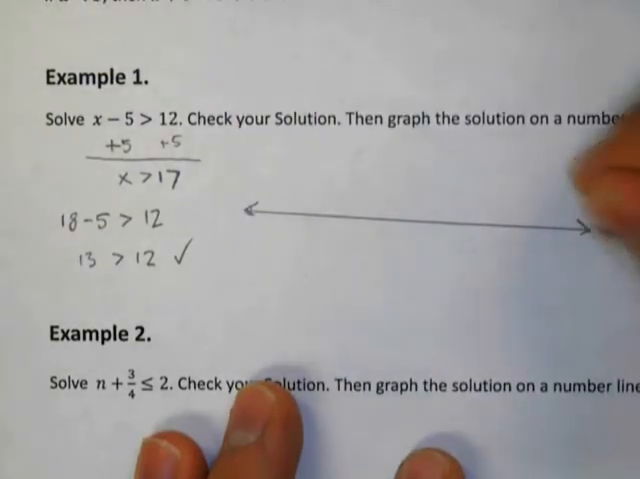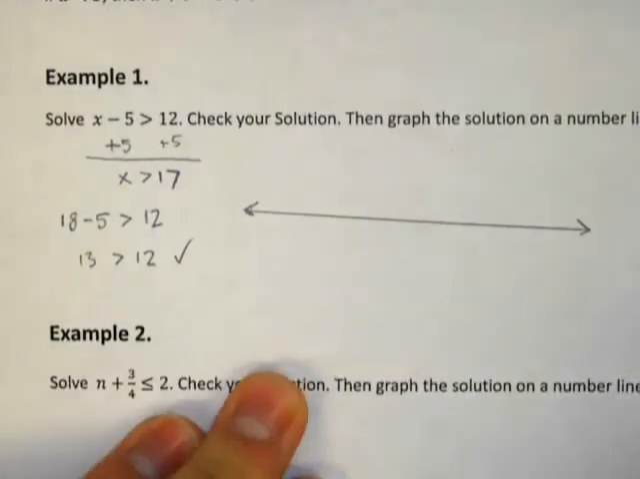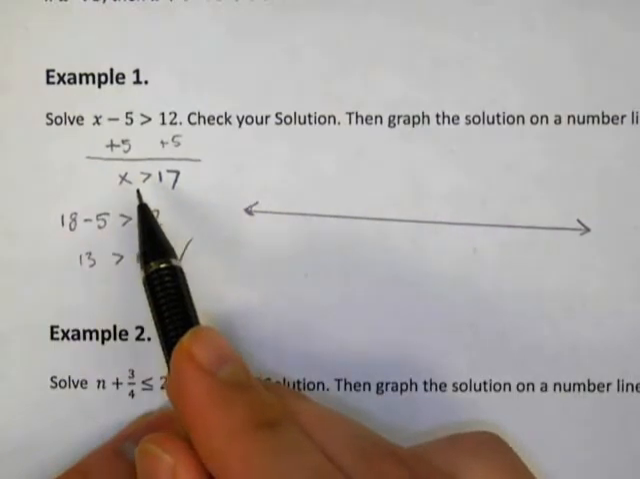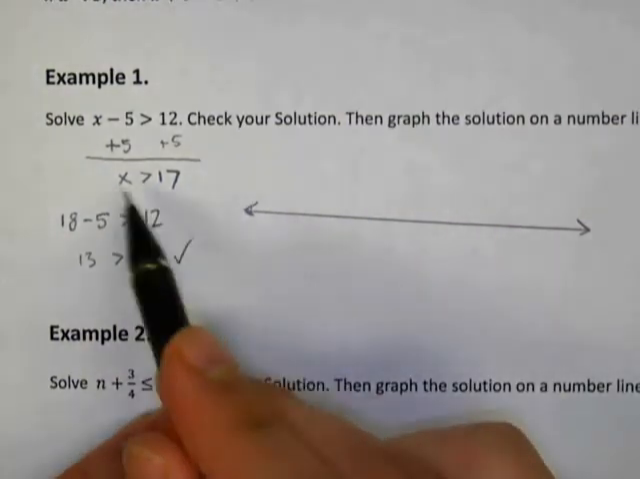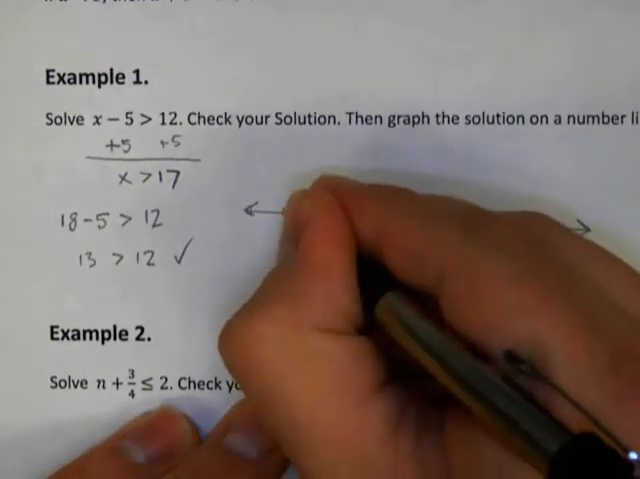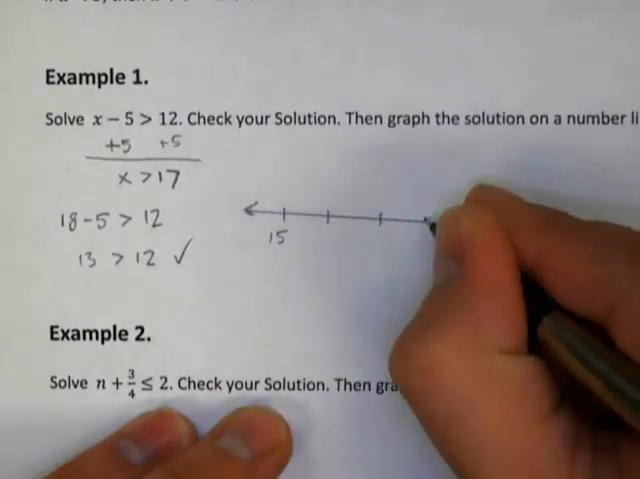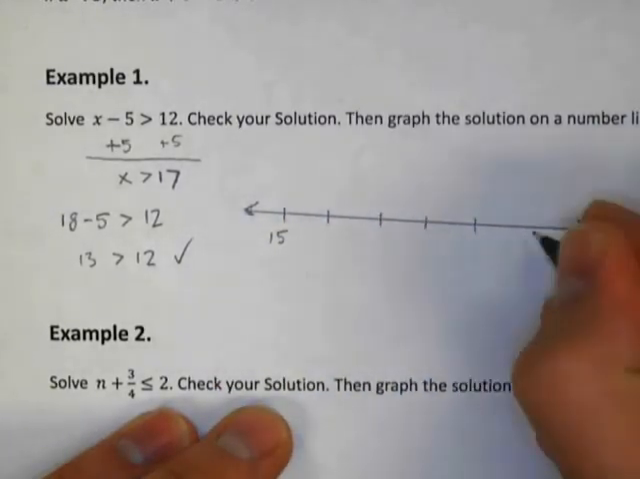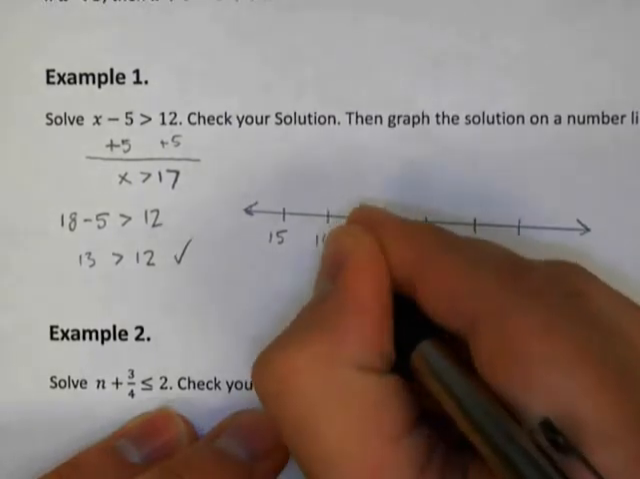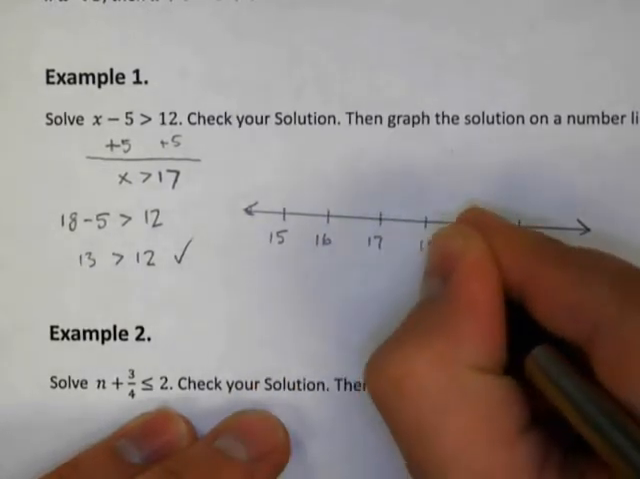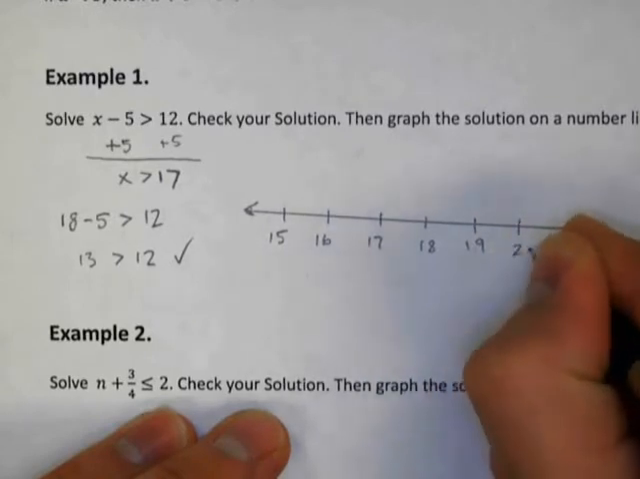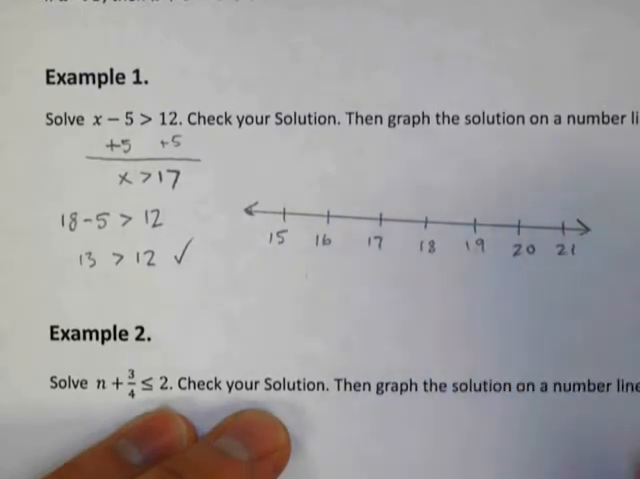So this is just going to be a basic number line, and the big thing is that we need to include numbers around 17. So I'm going to start here at 15, 16, 17, 18, 19, 20. So we'll go ahead and label those real quick. We'll do 21 too. Okay.